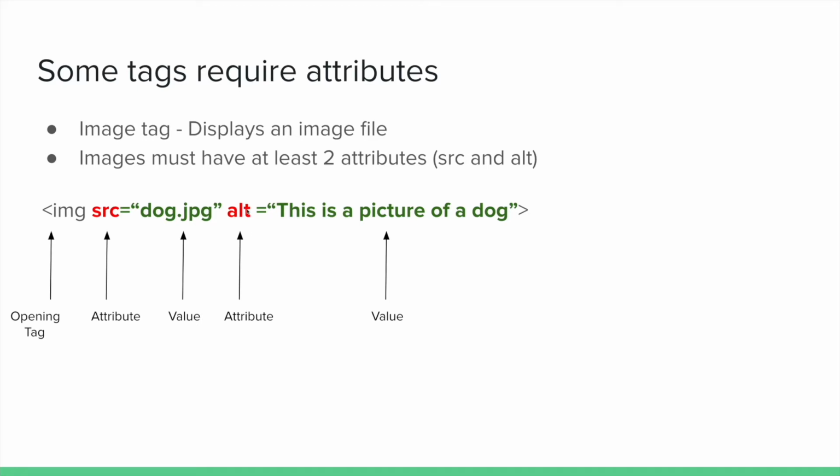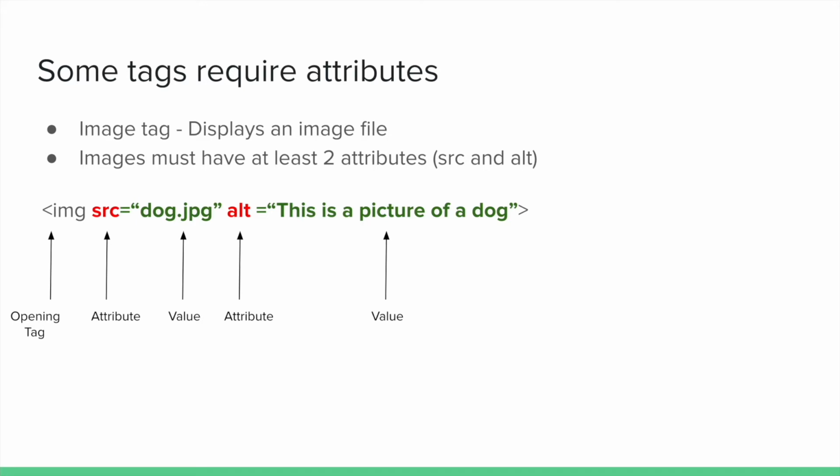Another attribute that's required for image tags, it's not required for the image tag to actually appear, but it's required for good accessibility, for screen readers, for people who are visually impaired, is the alt tag. This is an attribute that defines what the actual image is. The alt tag will have also a value like every other attribute, and the value can be anything you want, but you're going to want to describe the image itself.